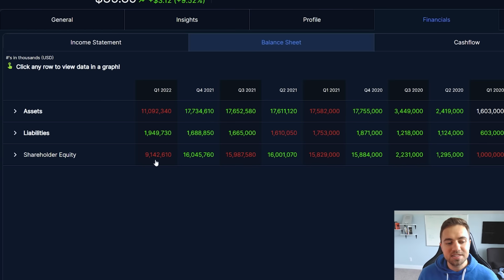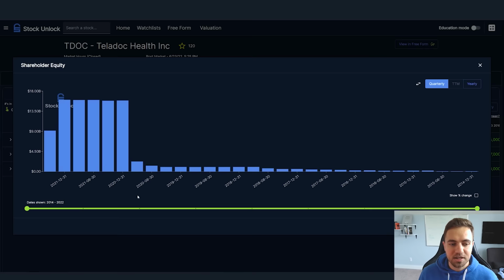So right away, we can see the shareholder equity of TDOC, and we can see right here that from the third quarter of 2020 to the fourth quarter of 2020, there was this massive spike. I mean, take a look at this. In the third quarter, TDOC's book value or shareholder equity was about $2.2 billion. And then in the fourth quarter, it jumped up to about $16 billion. This is an increase of well over $10 billion in one quarter.